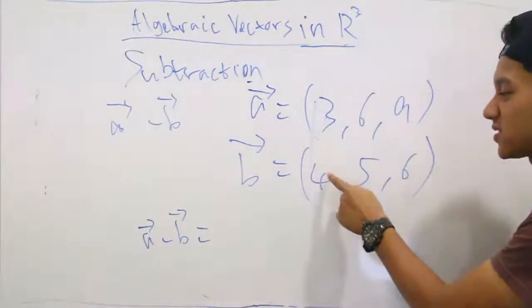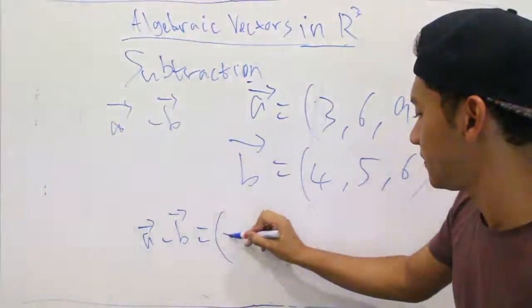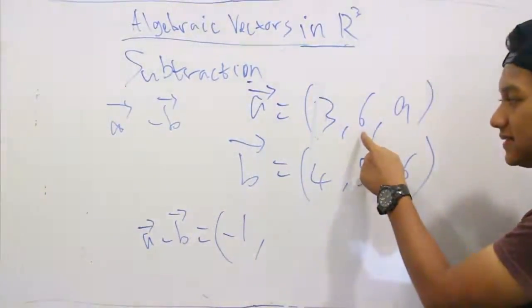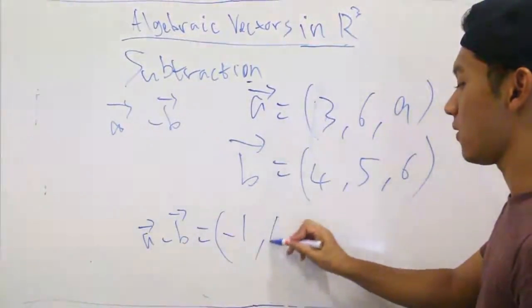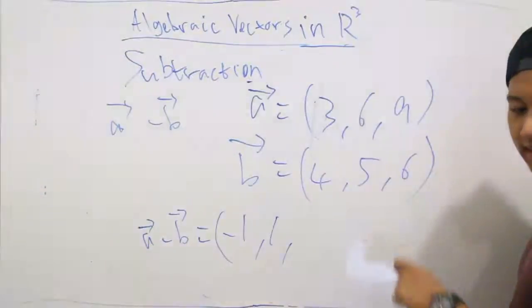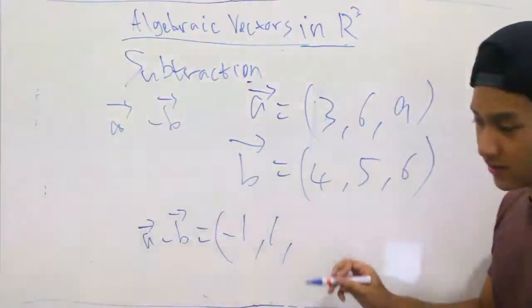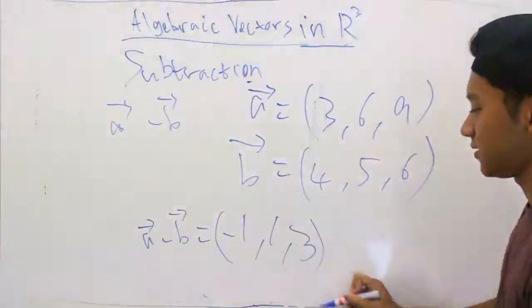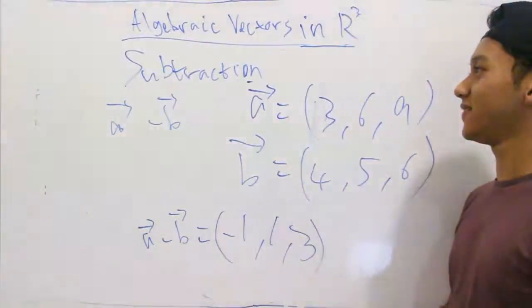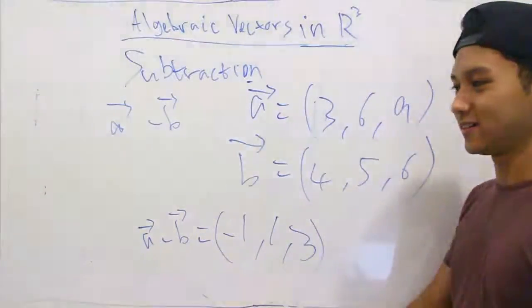Okay, now vector A minus vector B is 3 minus 4, which is equal to minus 1. That's the new x coordinate. 6 minus 5 is 1 for the y coordinate. And then 9 minus 6 is 3, the new z coordinate. And that is the subtraction of algebraic vectors in 3D.